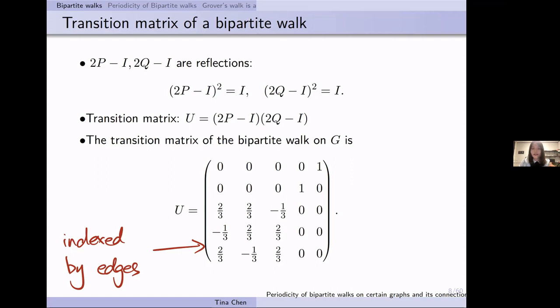Okay, so far, any questions about the definition of bipartite walks?